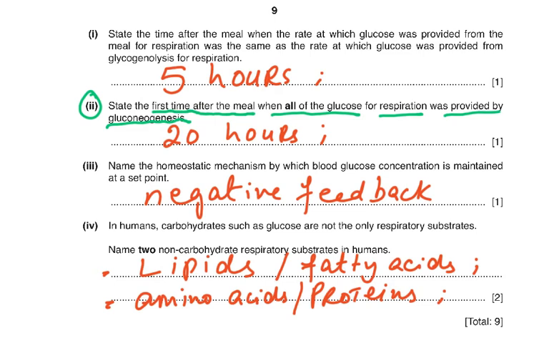Then part 3, name the homeostatic mechanism by which blood glucose concentration is maintained at a set point. That was negative feedback. That wasn't very difficult. Then part 4, in humans, carbohydrates such as glucose are not the only respiratory substrate. Name 2 non-carbohydrate respiratory substrates in humans. You know it's lipids or fatty acids, or you could have said amino acids and proteins.